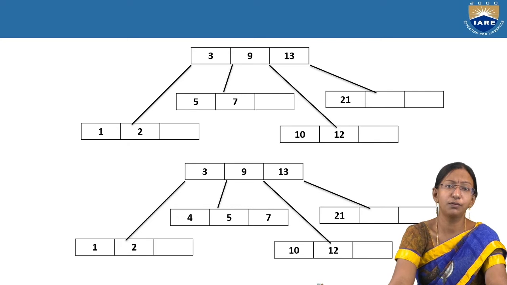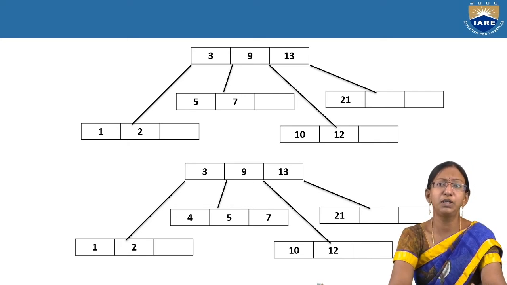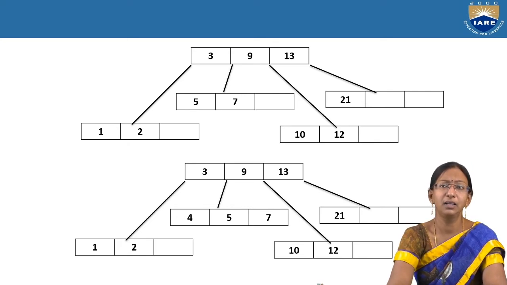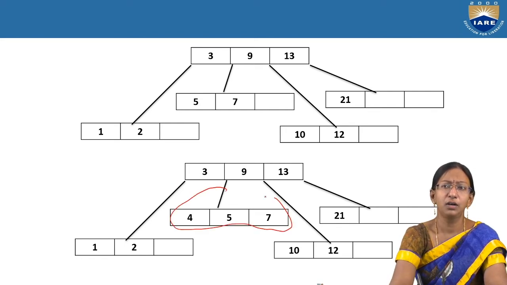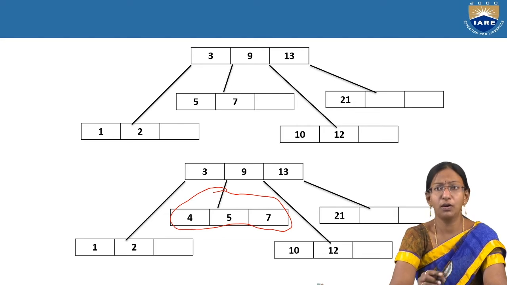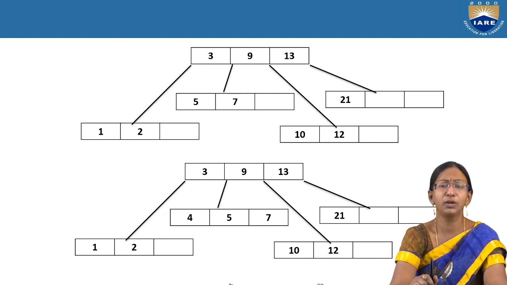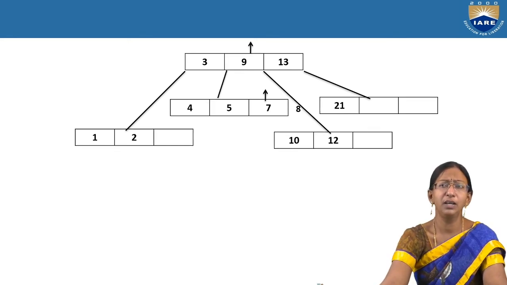Next, insertion of 4. When you try to insert 4, as it is a value between 3 and 9, it must come in this node. As the node can accommodate, it is having an empty space. And as the key values must be in ascending order, 5 and 7 are going to shift 1 step towards right and give space for 4. Okay.